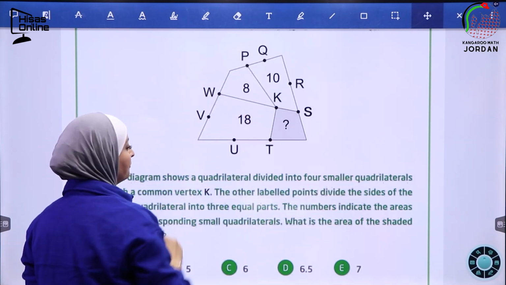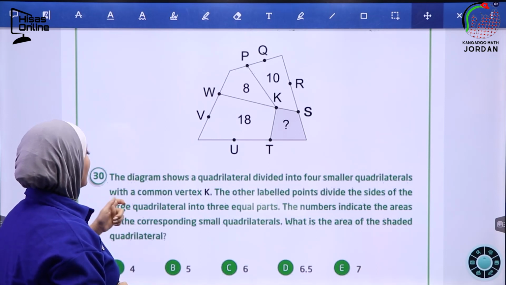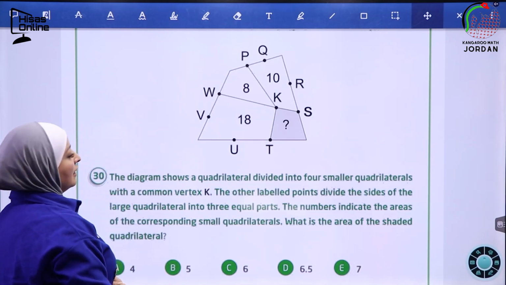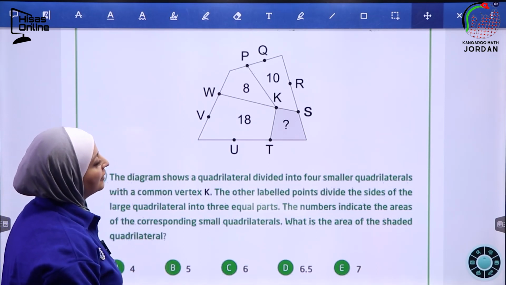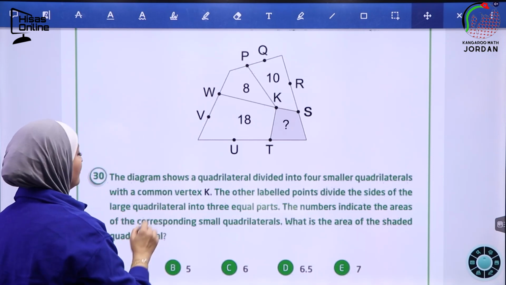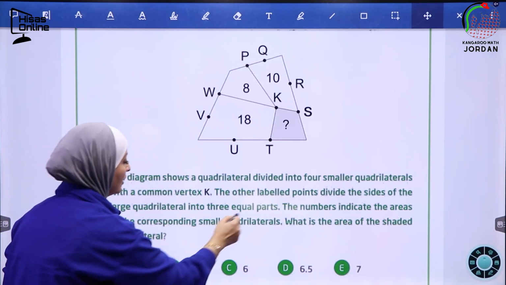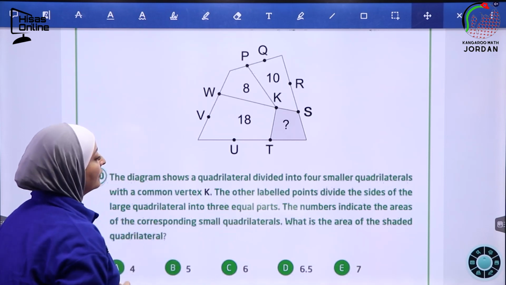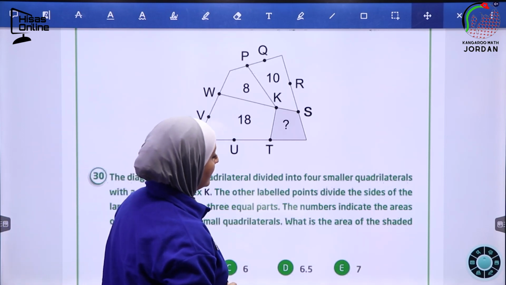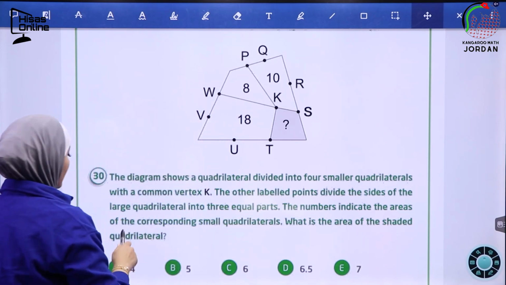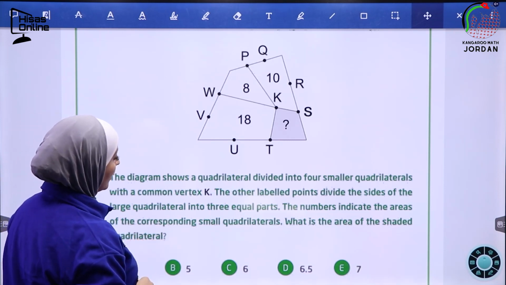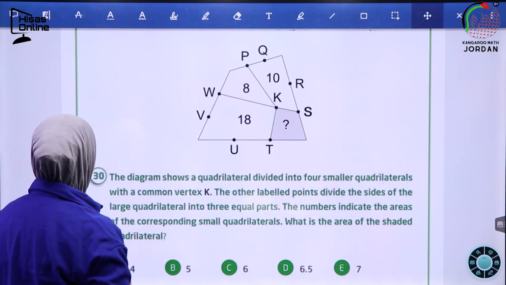So as you see, with a common vertex K. The other labeled points divided the sides of the large quadrilateral into 3 equal parts, which is a very important point. Then numbers indicate the area of the corresponding small quadrilateral. What is the area of the shaded part?